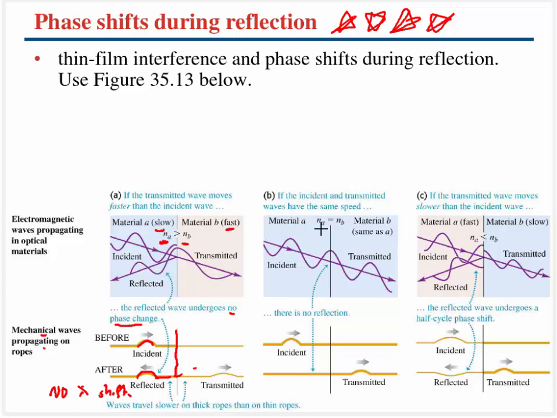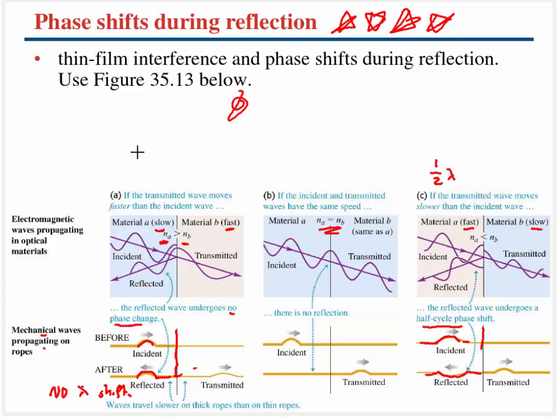Now, if there is no change in index of refraction of material, then there really is no interface and nothing is going to be reflected. If, however, we go from a fast material to a slow material, then there is going to be a half-cycle phase shift. Taking a look at the mechanical equivalent, if we have a crest from a fast material incident upon this interface, then the reflected wave is going to be a trough. So here I've undergone a half wavelength phase shift. I've turned a crest to a trough. So very important, keep that in mind.